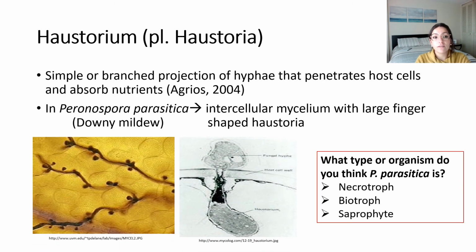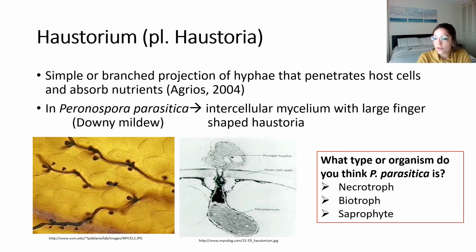Now we will learn about the haustoria. Haustoria are simple or branched projections of hyphae that penetrate the host cell and absorb the nutrients. This is the part of the fungus that actually takes the host nutrients to feed itself. In Peronospora parasitica, which causes downy mildew, we have intercellular mycelium, which has large finger-shaped haustoria, and we're going to see how they look in the next slides.